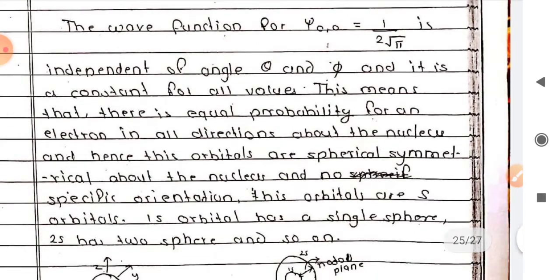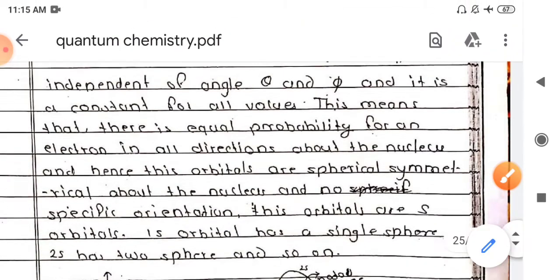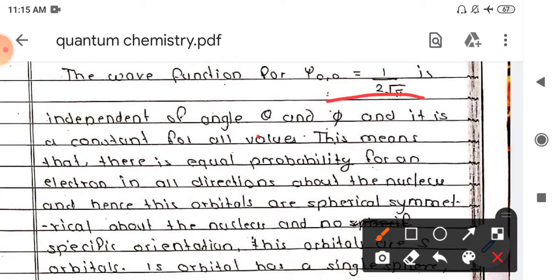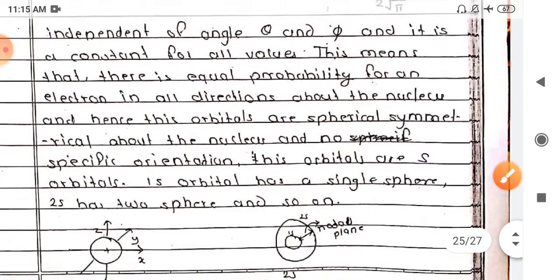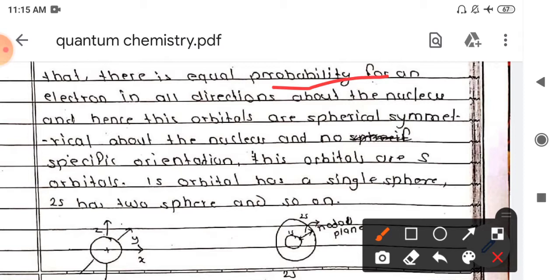Here we can see that the first wave function is independent of the angles theta as well as phi. So it is a constant function for all values. This means that there is equal probability of finding an electron in all directions about the nucleus. Hence these orbitals are spherically symmetrical in nature. This spherically symmetrical orbital is nothing but the s orbital.